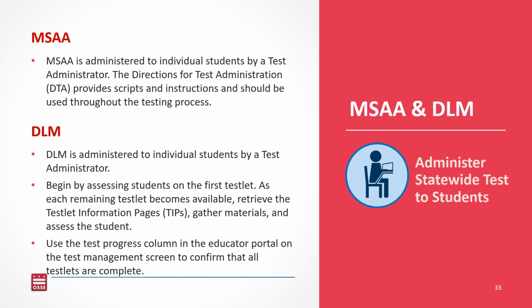DLM is administered to individual students by a test administrator. Begin by assessing students on the first testlet. As each remaining testlet becomes available, retrieve the TIP, gather materials, and assess the student. Use the test progress column in the educator portal on the test management screen to confirm that all tests are complete.